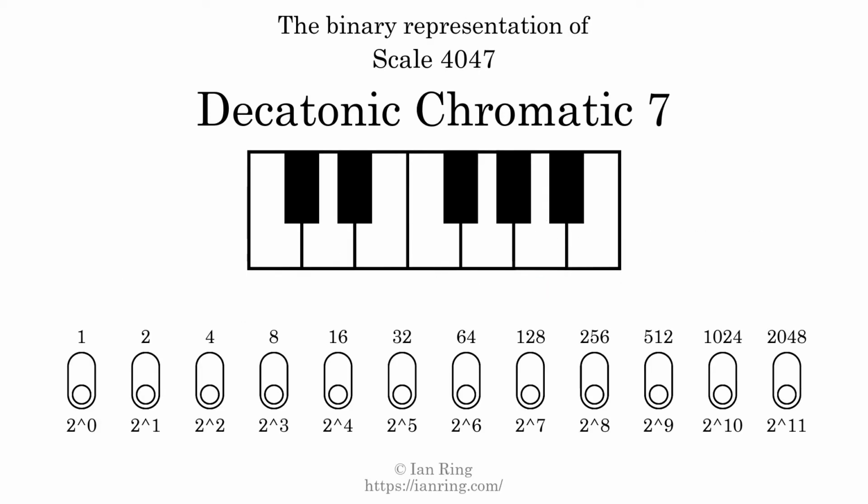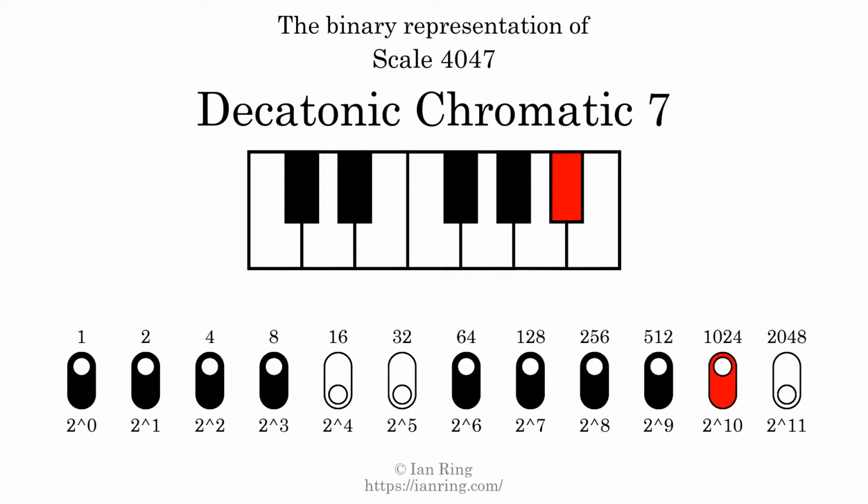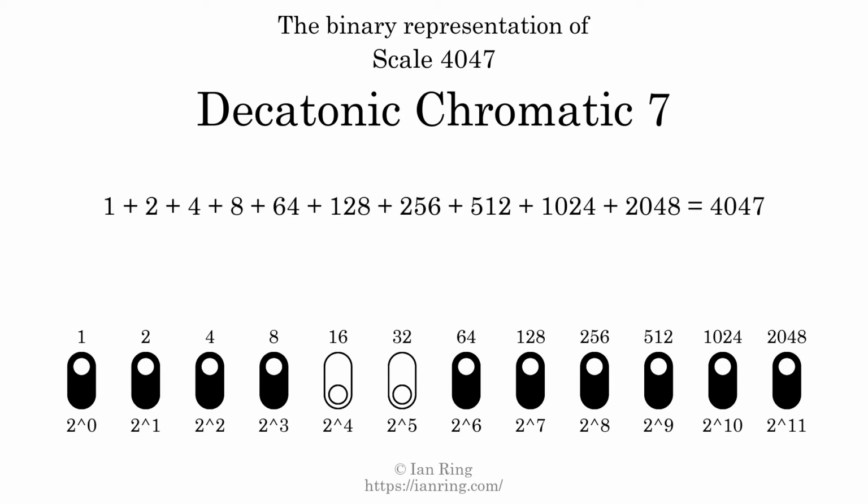The binary representation of this scale is determined by mapping tones of the scale to binary digits. Each binary digit represents a power of 2. To get the scale number, we add the powers of 2 together. The powers of 2 that are present in the scale, all added together, equals 4047. That is why the scale number, in decimal, is 4047.